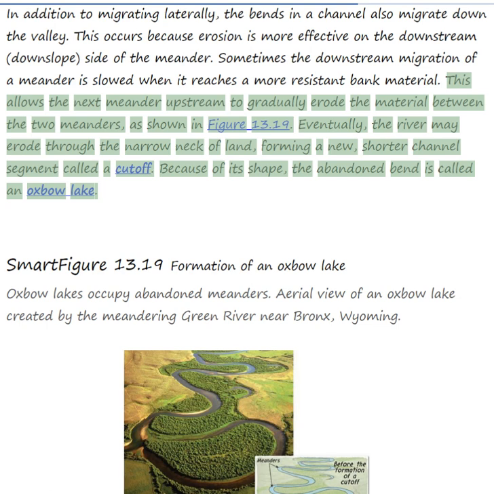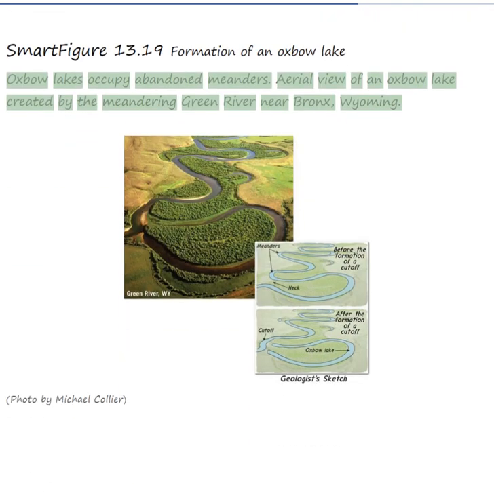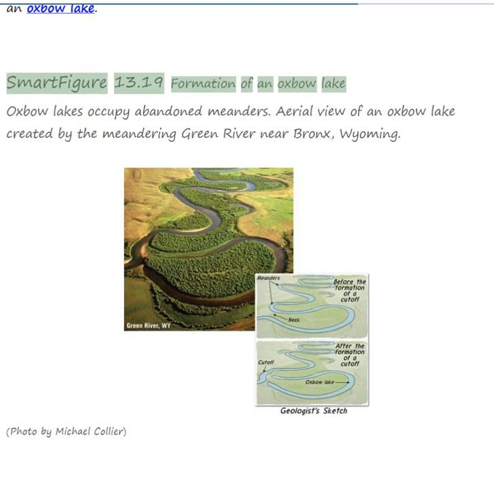Because of its shape, the abandoned bend is called an oxbow lake. Oxbow lakes occupy abandoned meanders. Aerial view of an oxbow lake created by the meandering Green River near Bronx, Wyoming. Smart Figure 13.19: Formation of an oxbow lake.